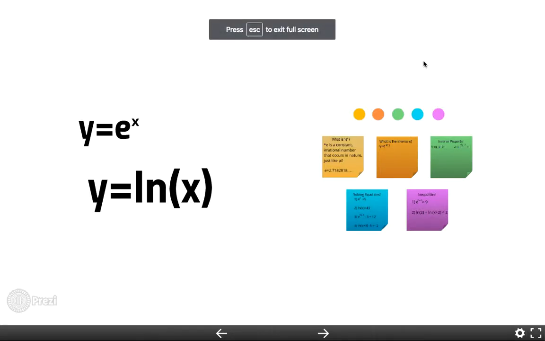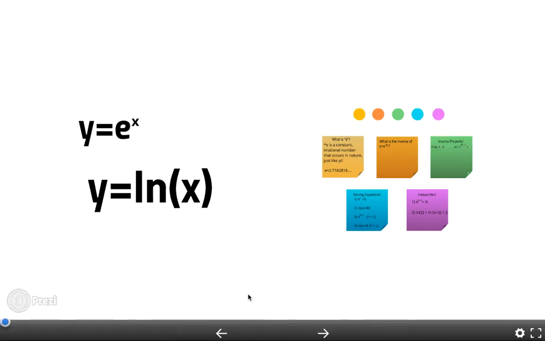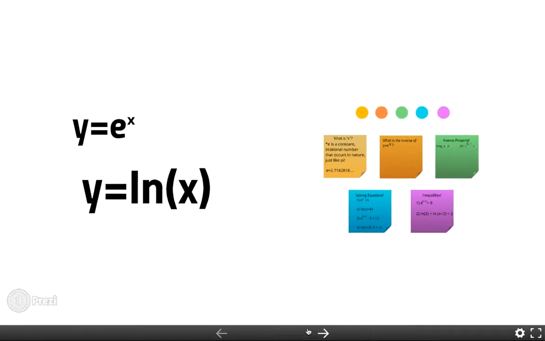The next section we're talking about is a type of exponential and logarithm with a special kind of base. So this little e thing here and this ln has a special kind of base that we're just about to talk about. So here we go.